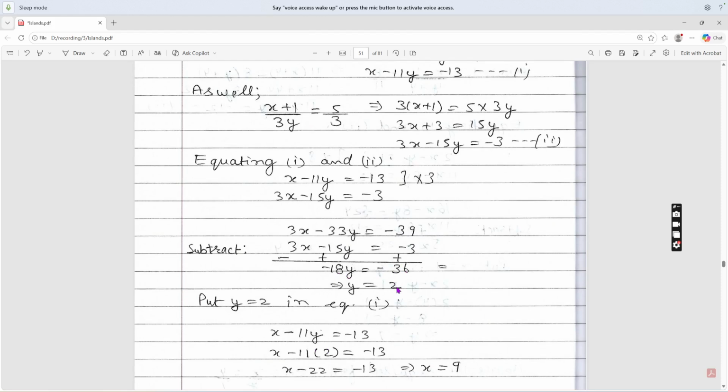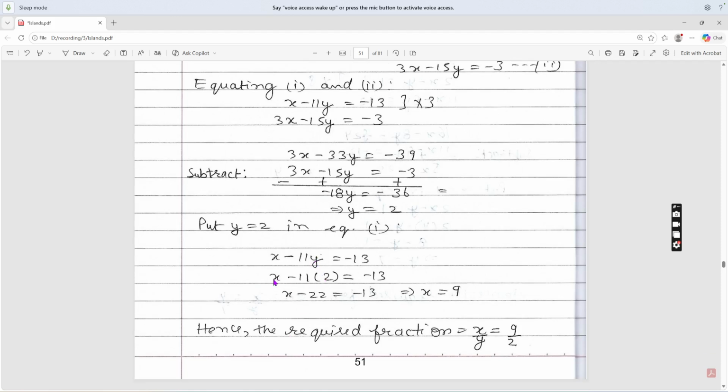Now we are going to put y is equal to plus 2 in equation 1. What is the first equation? That is x minus 11y is equal to minus 13. So here y is replaced by 2. So x minus 22 is equal to minus 13. So x is equal to minus 13 plus 22, which is equal to plus 9. So hence the required fraction would be x upon y, that is 9 upon 2. It is 2, it is 9.